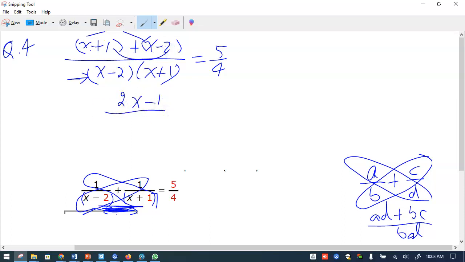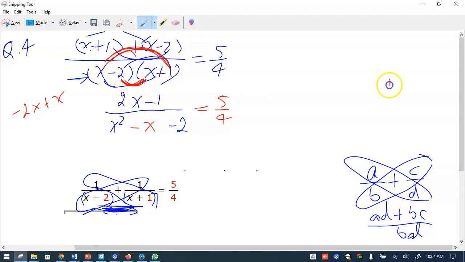And the down, you'll have to use the FOIL method. So this 2x square, okay, and minus 2, and this will be minus 2. And then you use the inside and outside. This will be minus 2x, and this will be x. So if you try to do minus 2x and plus x, that will be minus x. So this will be minus x right here, and 5 over 4.